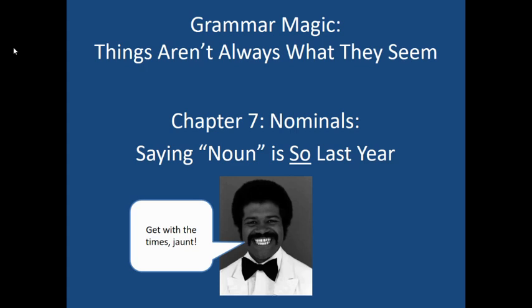So we're moving on to Unit 3, and this is the very beginning of Unit 3. We're going to take on appositives today. The whole topic of Unit 3 is called Grammar Magic, Things Aren't Always What They Seem. And we're going to focus on two different chapters, Chapter 7 and Chapter 4.